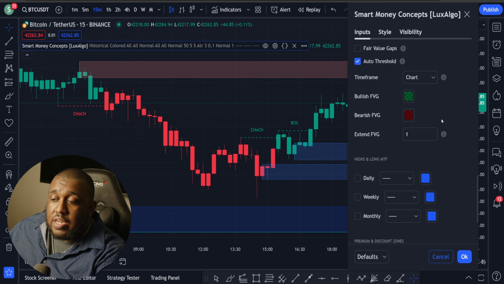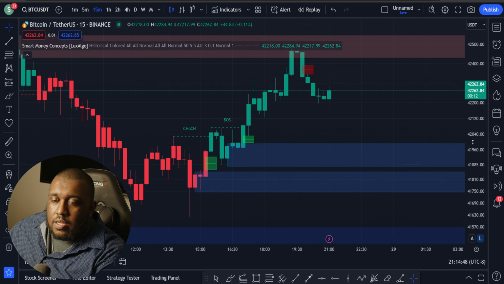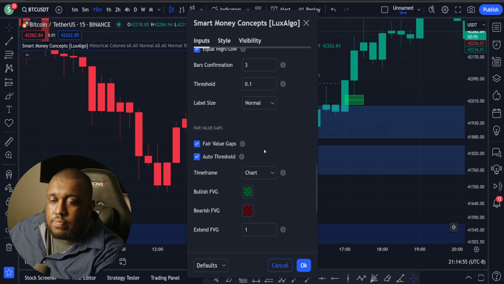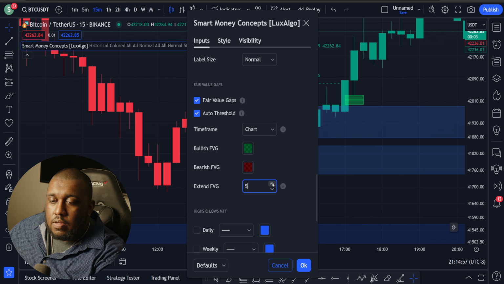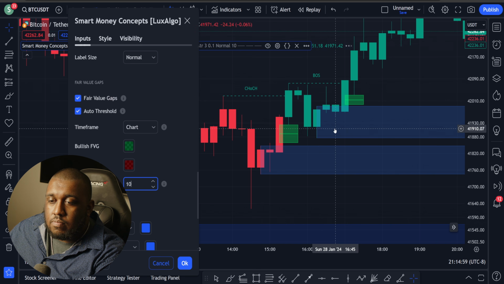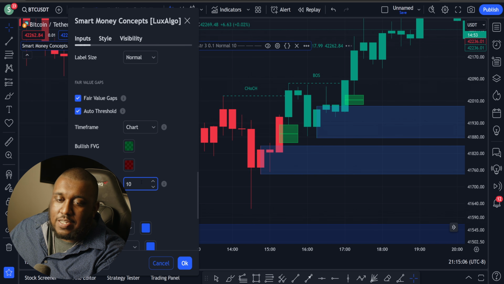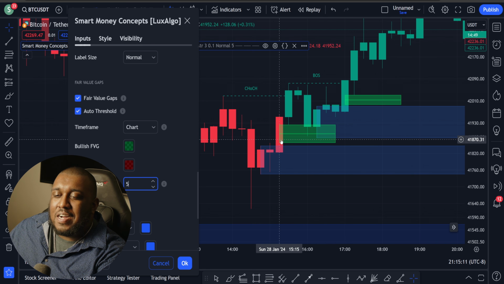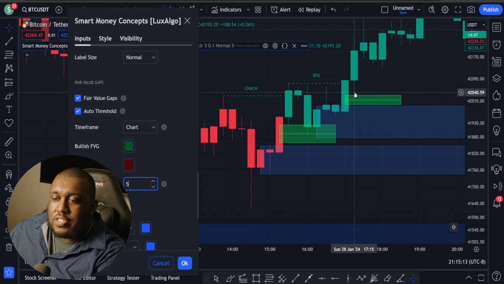Extend fair value gap. Oh, so this is new for 2024. So let me actually add this back on very fast. If you want to have this extended further, so you can see that level of support further along, this is what you're going to do. 10. Wait for it. It's loading. I added 10. 10's a lot, so let me just go back to 5. There you go. Sped it up a little bit. And then you have that support level, and you can just see it for a longer period of time.